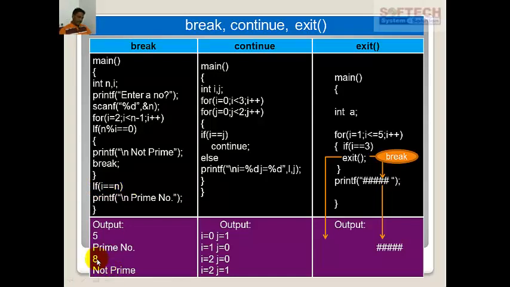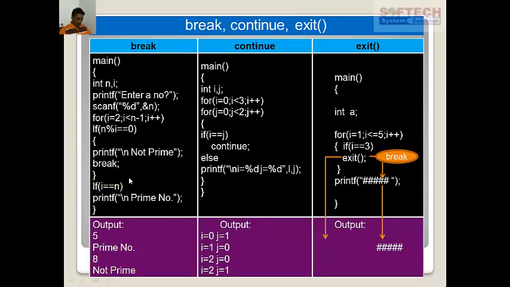In the second case, if we don't put the if statement, for the second input it displays both not prime and prime number. If we give a prime number as input, it will display prime number. If we give a non-prime number as input, it will display two outputs, that is not prime and prime. So that's why we put the if statement here.